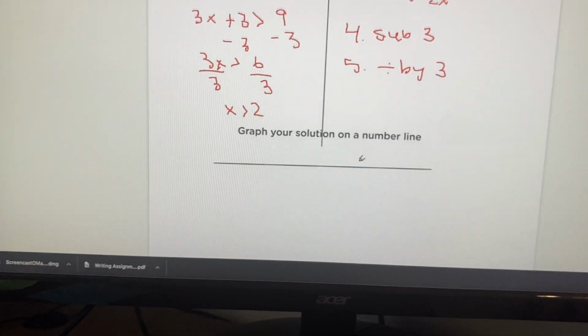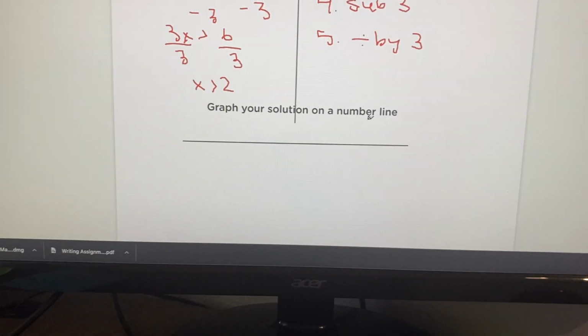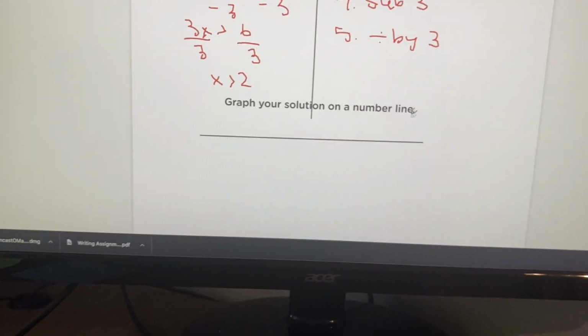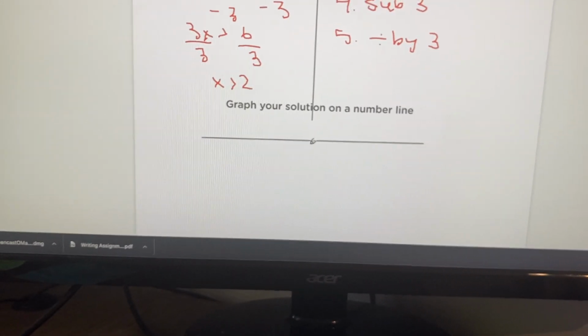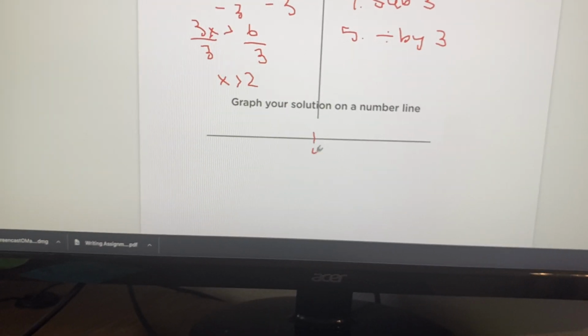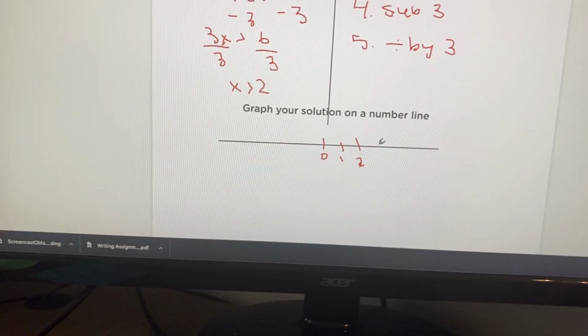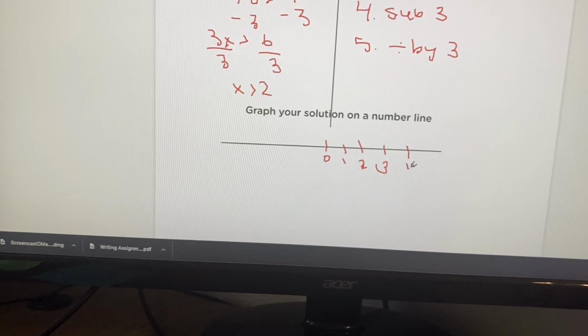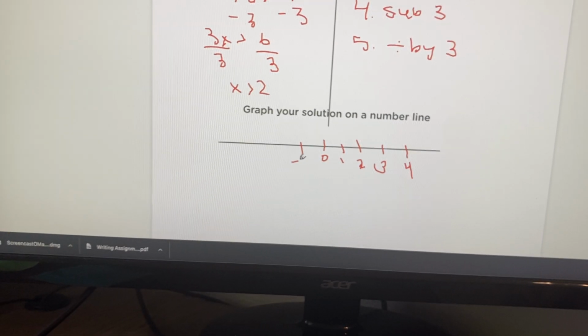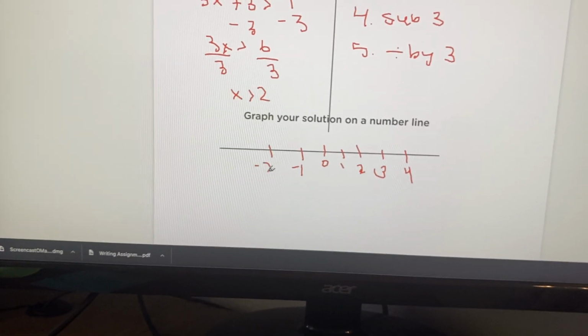So now the last thing I need to do, this will be on the second slide of your writing assignment. You want to graph your solution on a number line. So I'm going to put 0 in the middle, and I'll go over to 2, up to 3, 4. You don't have to do quite this many numbers, but it's up to you.